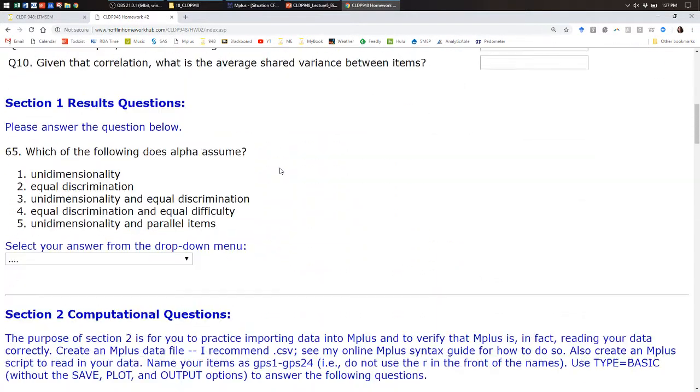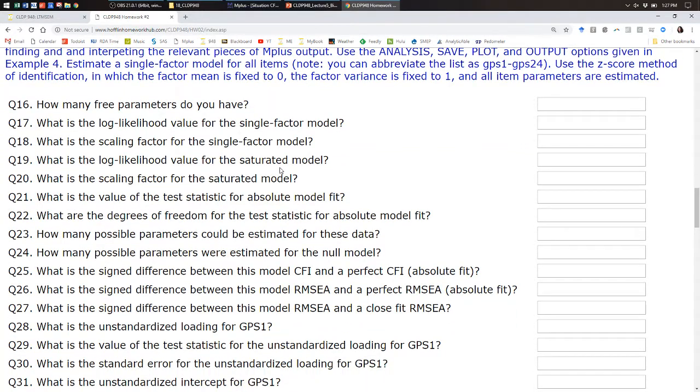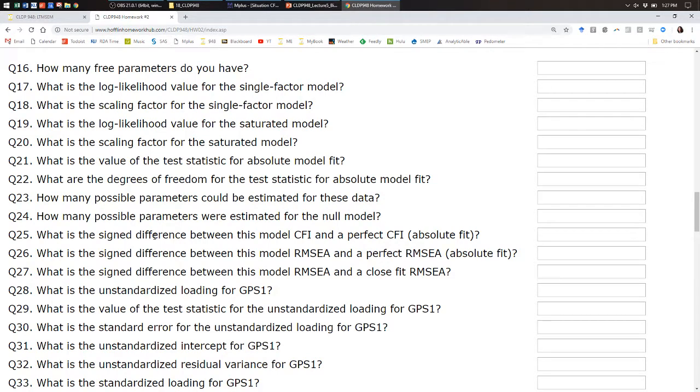Okay, number 25 is the question here. Section 3.25. So what is the signed difference between the model CFI and a perfect CFI? What I'm trying to emphasize here is whether the value that you found is lower than it should be or higher than it should be. That's what I want to know.